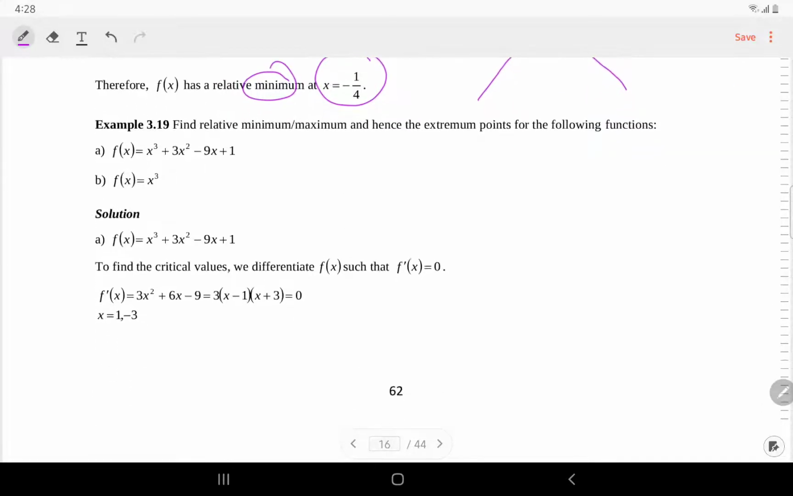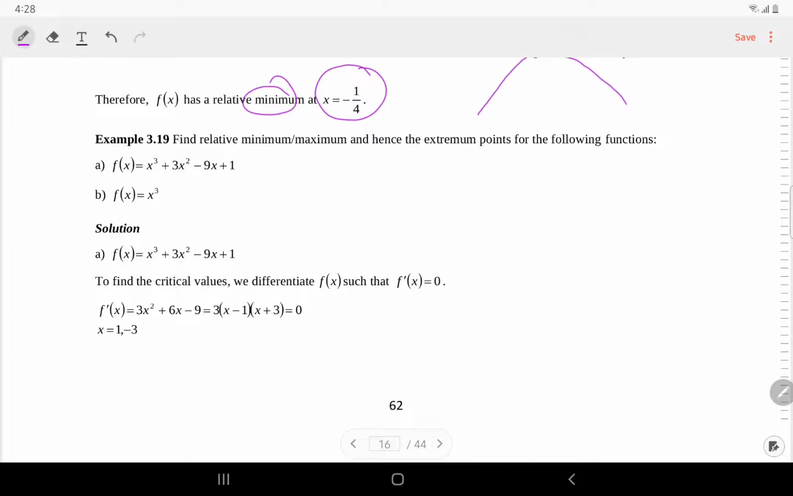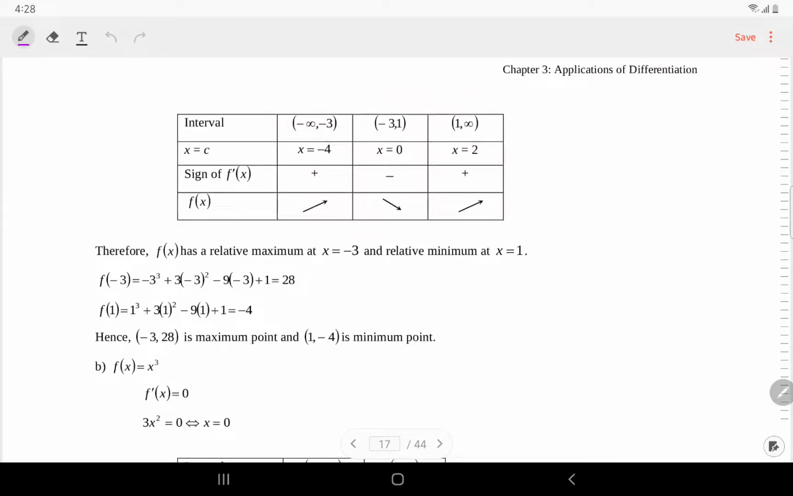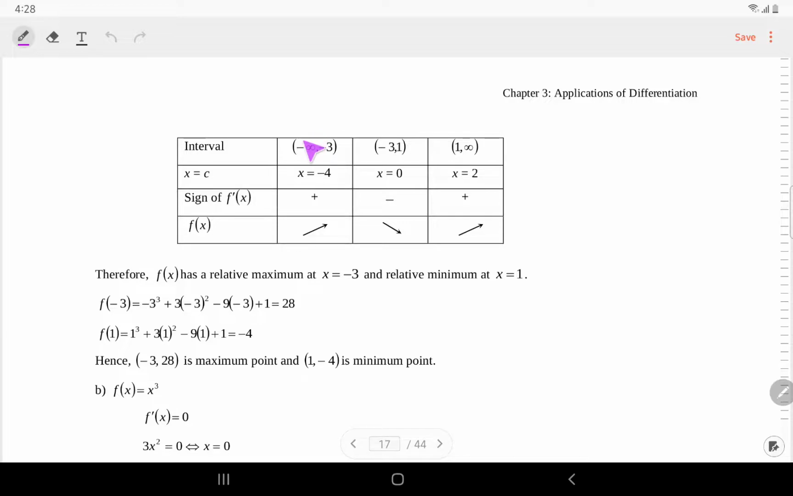Okay, look at this example kat sini. Okay, this function kita differentiate and then set up dia equal 0. Solve for the value of x, we'll get x equal 1 and negative 3. Okay, then buat table macam tadi, kita akan ada 3 interval lah. Okay, this one is positive, negative, positive, increasing, decreasing, increasing. So increase, decrease, increase. So maksudnya point kat sini maximum point, kat sini minimum point. Sebab itulah dia kata ni maximum, yang ni minimum.